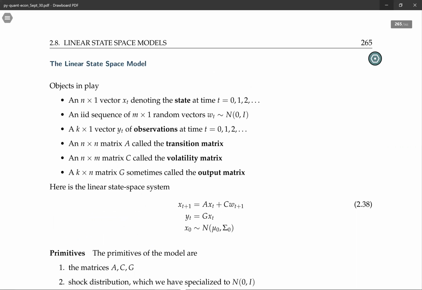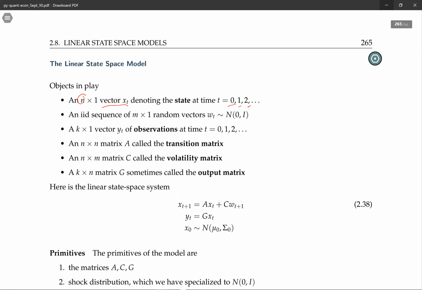So I got to tell you who the players are. These are the basic objects. They're going to be the mathematical objects in place. So the first thing is going to be an n by 1 vector x_t. So it's a vector of length n, and there's going to be one vector for each time. So there's going to be a sequence of vectors. And x_t is going to be called the state.